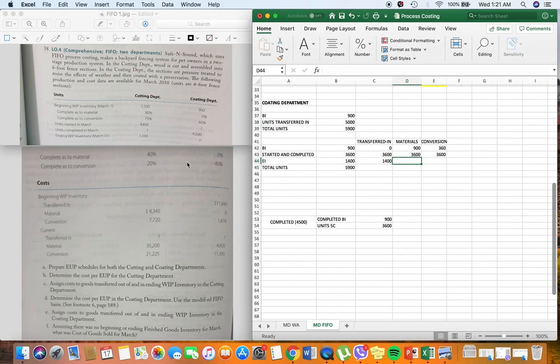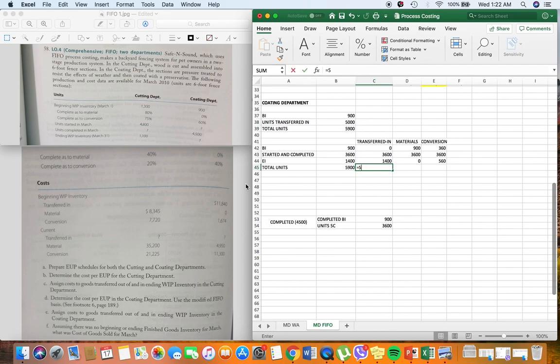Now, for materials naman, let us check. For the materials, the ending inventory units is 0% complete as to materials. So wala yan, zero na yan. Kasi nga, hindi man sinasabi dito, but the materials in the coating department are added at the end of the process. And as to conversion naman, the ending inventory in the coating department is already 40% complete as to conversion. So we will multiply 1,400 by 0.4 and we'll get 560.